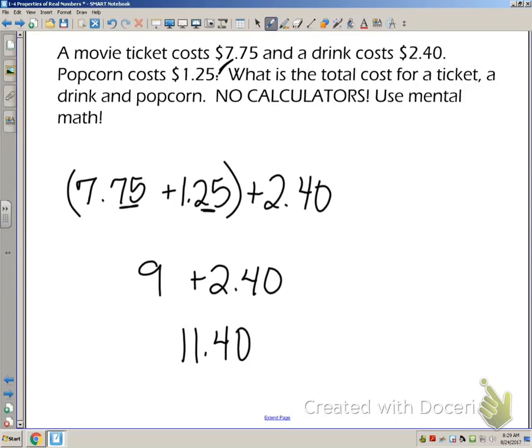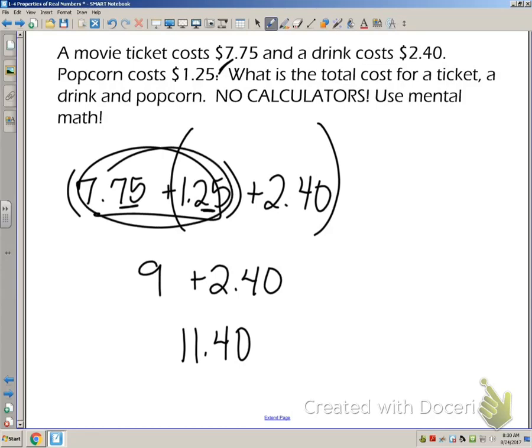That would have been a lot more difficult if I would have grouped, say, this together first. 25 cents and 40 cents is 65 cents, and I'm trying to add 75 more cents. Makes a whole lot more sense to group cents. Makes more sense. Which sense am I talking about? Makes more sense to group the $7.75 and the $1.25 together.